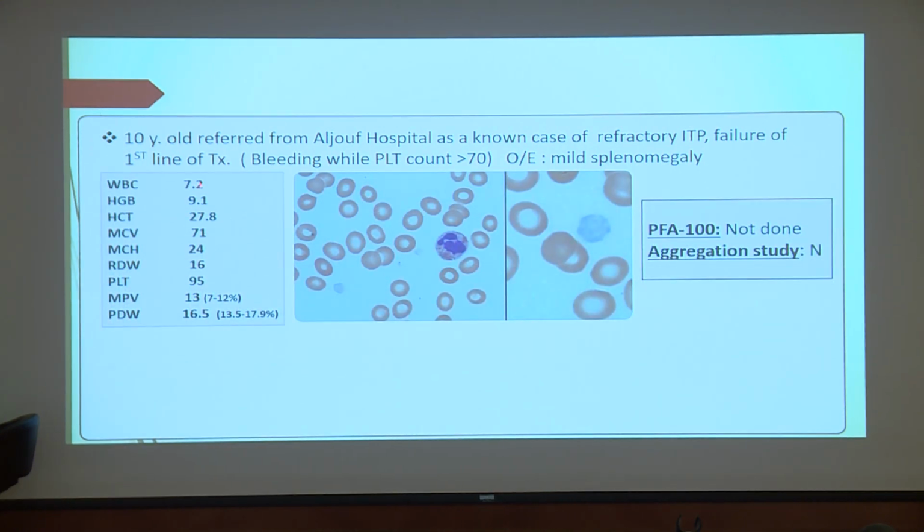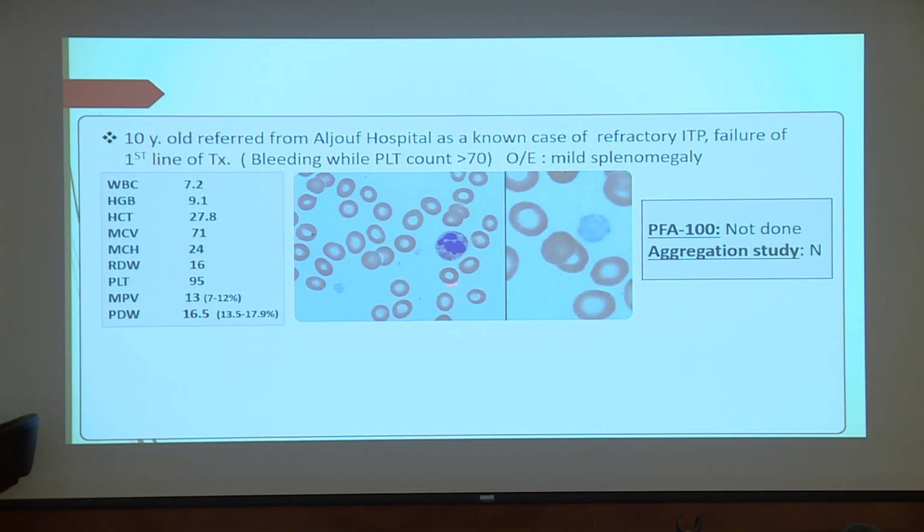When we did the CBC, we discovered that he has mild low MCV, MCH, and mild anemia. He has iron deficiency anemia because of recurrent bleeding, as you know, and platelet count is high, MPV is high, PDW, platelet distribution width, was normal, and this is his peripheral smear. So what do you think? BFA 100 was not done, aggregation study was normal. This is a platelet, by the way.